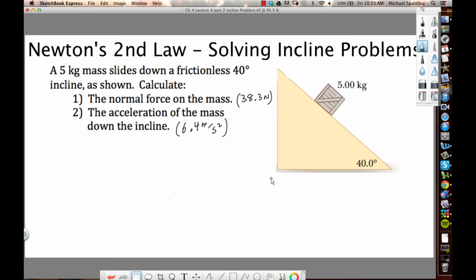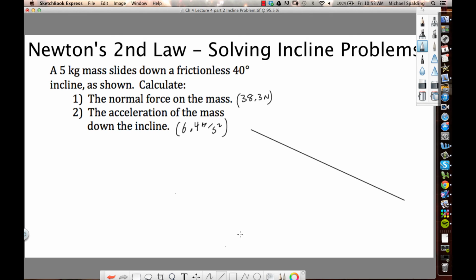This diagram here, and I'm going to do my own. Okay, so putting an incline in. Here is our incline, box on the incline. Incline's 40 degrees.